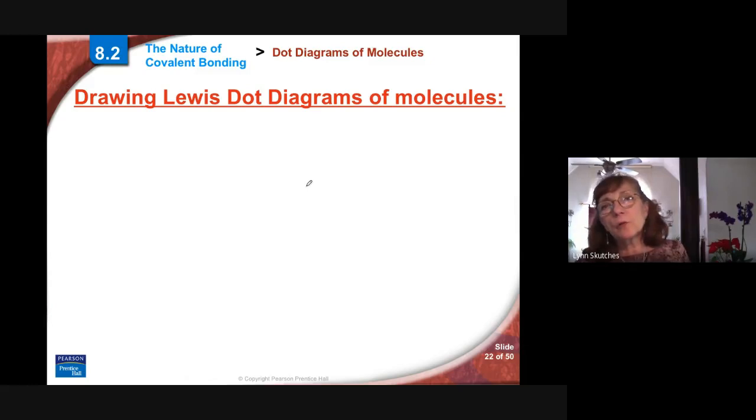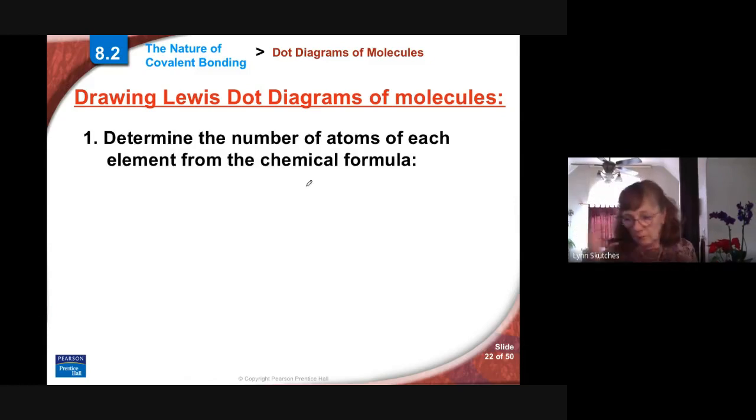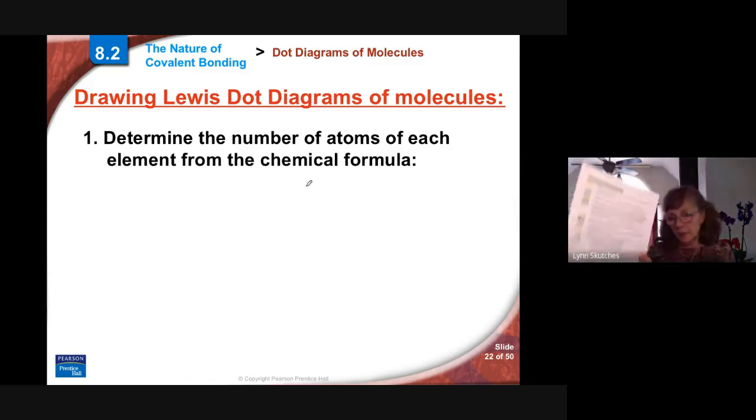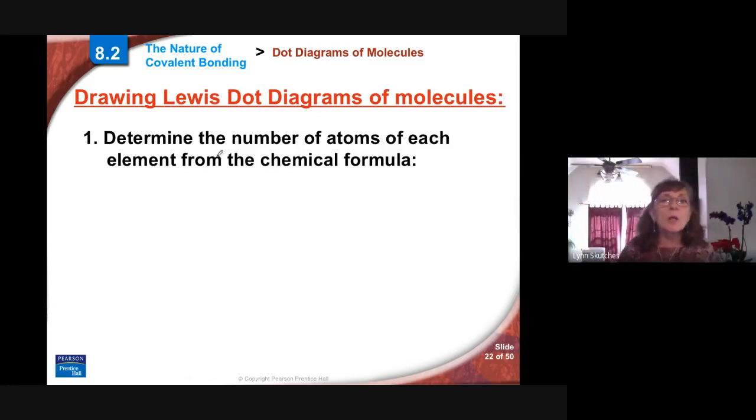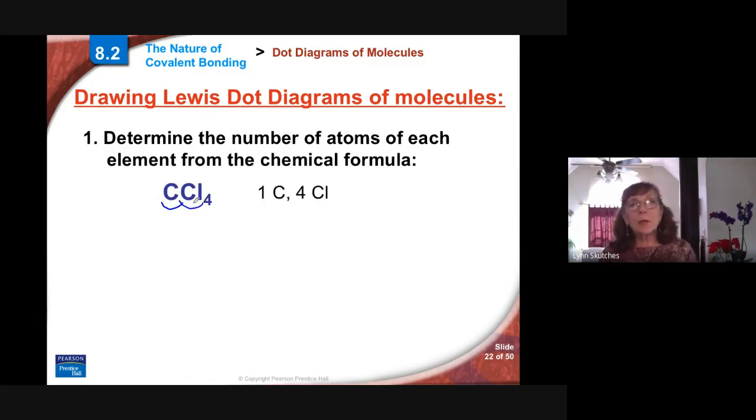Let's go into dot diagrams. And again, you don't have to write down all of these rules. They're spelled out for you in gory detail on this paper. So, determine the numbers of atoms of each element in a chemical formula. When you're asked to do a dot diagram of a particular compound or molecule, you have to look at the chemical formula. So this one's CCl4, carbon and 4 chlorines. Again, we don't write ClClClCl. Just write Cl sub 4.